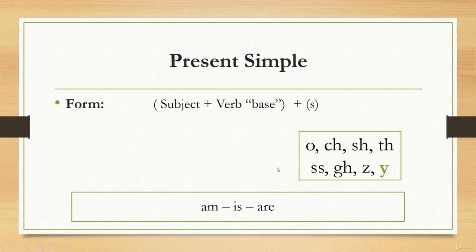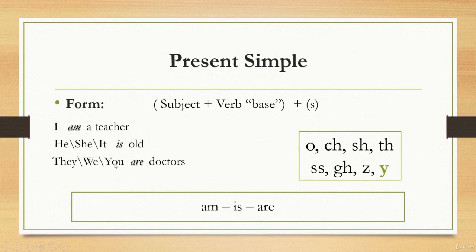In the present simple, sometimes we can use the verb to be as a main verb instead of action verbs. For example, I am a teacher. We use am with I. He, she, or it is old. We use is with he, she, or it.